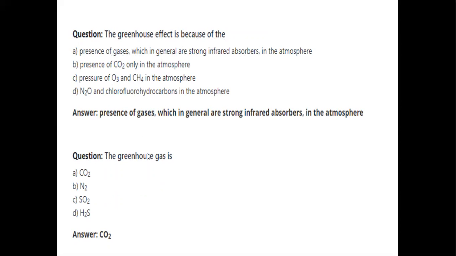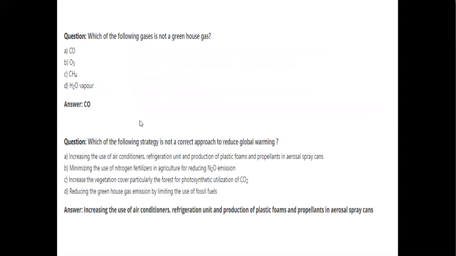Next question: the greenhouse gas is carbon dioxide, N2, SO2, H2S. Remember, carbon dioxide is a greenhouse gas. So option A is the right answer. Which of the following gases is not a greenhouse gas? Carbon monoxide, O3, CH4, H2O or water vapor. Here, carbon monoxide is not a greenhouse gas. So option A is the right answer.